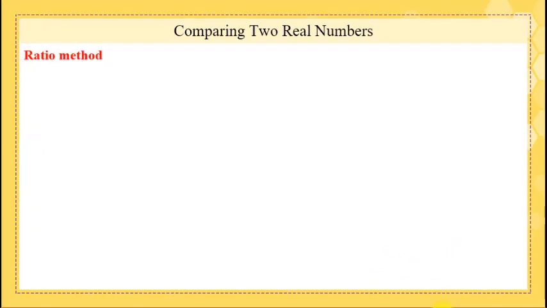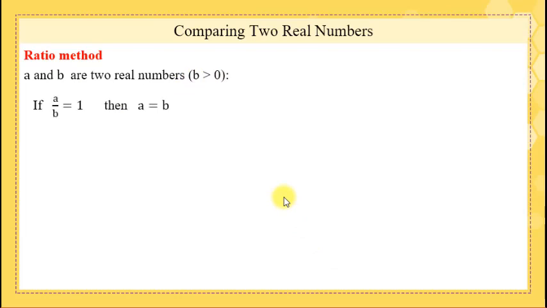Now we will start the ratio method. A and B are two numbers where B is greater than 0. If A over B equals 1, then A equals B. If A over B is greater than 1, then A is greater than B. If A over B is less than 1, then A is less than B. Notice here, we compare the result of the division between A and B with 1, while in the difference method, we compare the result with 0.